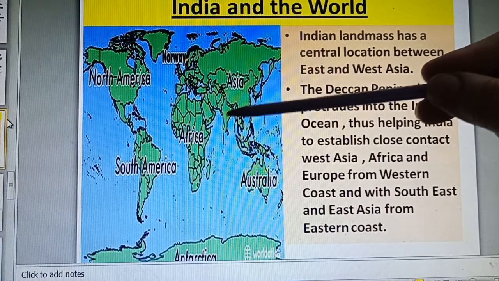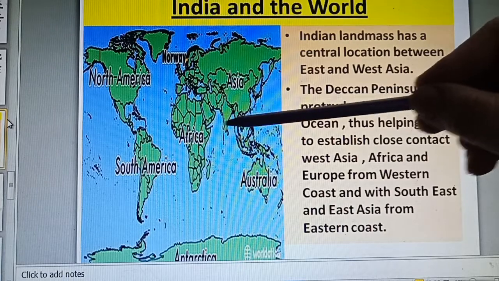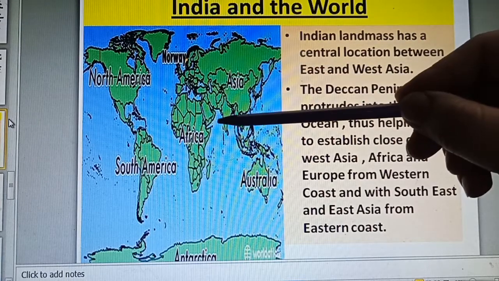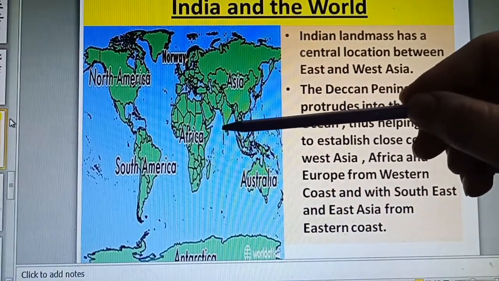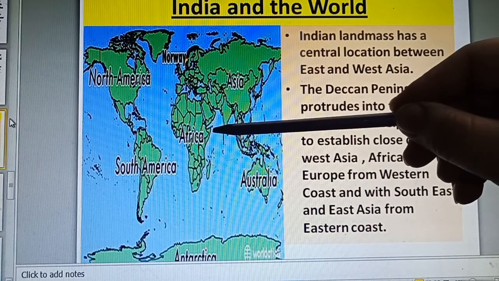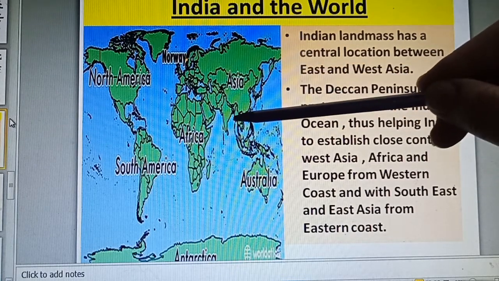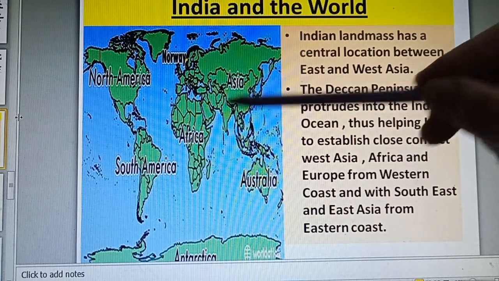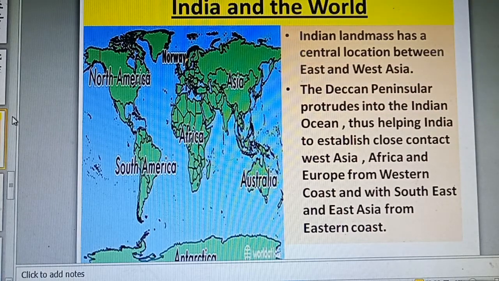बिल्कुल central location होने के कारण India is able to establish trade relation from both the sides, from this side also, from this side also. Why? Because the Deccan Peninsula protrudes into the Indian Ocean. इंडियन ओशन की तरफ आगे बढ़ता है और इधर से अरेबियन सी है, यहाँ पे बे ऑफ बंगाल है, जिसके कारण जो है ट्रेडर्स और मर्चेंट्स आसानी से सी रूट का इस्तेमाल करके दोनों तरफ से ट्रेड के पर्पस से वो जा सकते थे. That is the biggest advantage of central location of India.